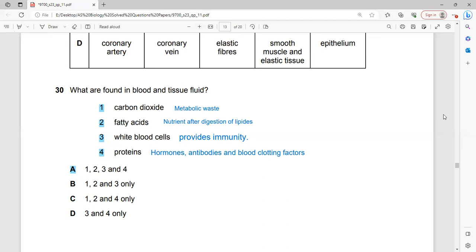White blood cell, they provide immunity. So that's present in the tissue fluid and the blood. And next we have protein. So the protein that is in a form of hormones, like insulin and glucagon, or antibodies, or blood clotting factors like albumin, fibrinogen. So these all are present in tissue fluid and the blood.